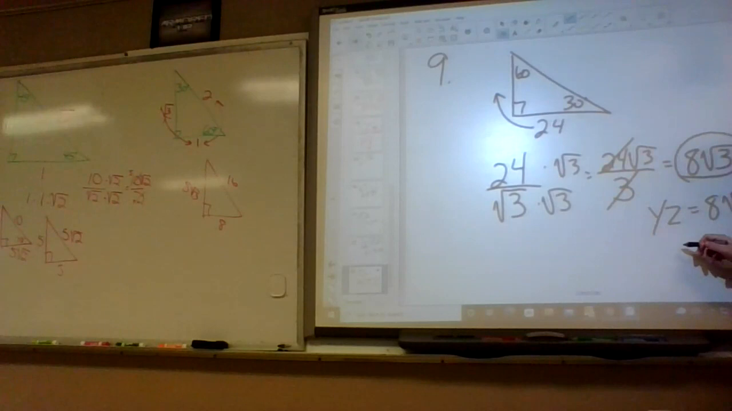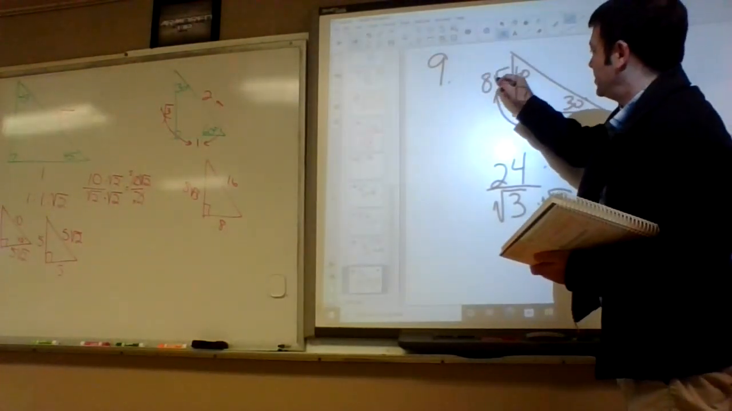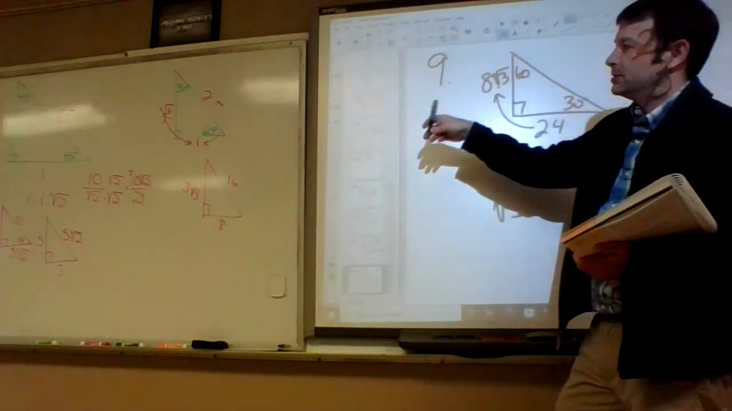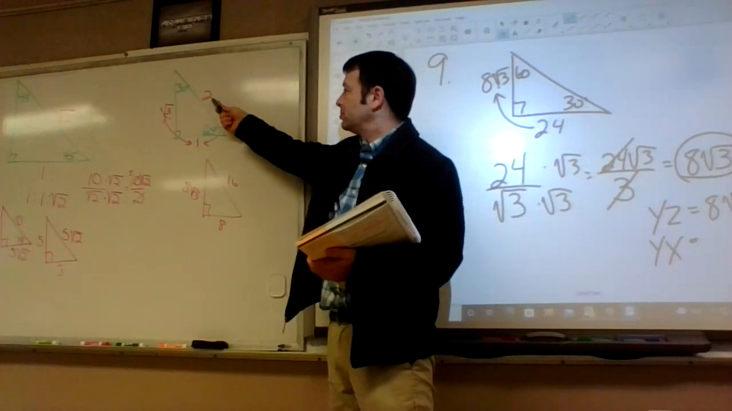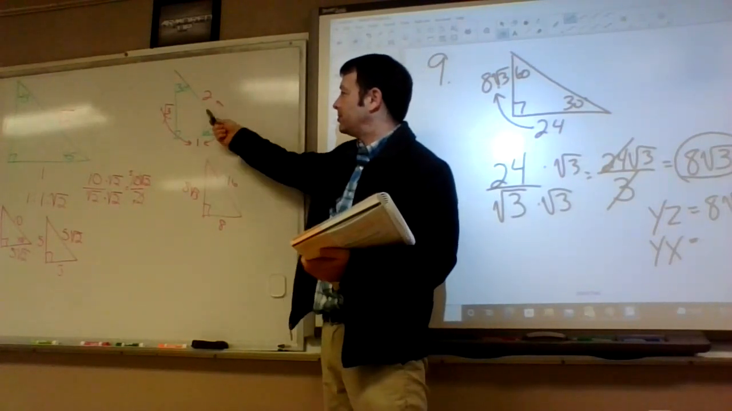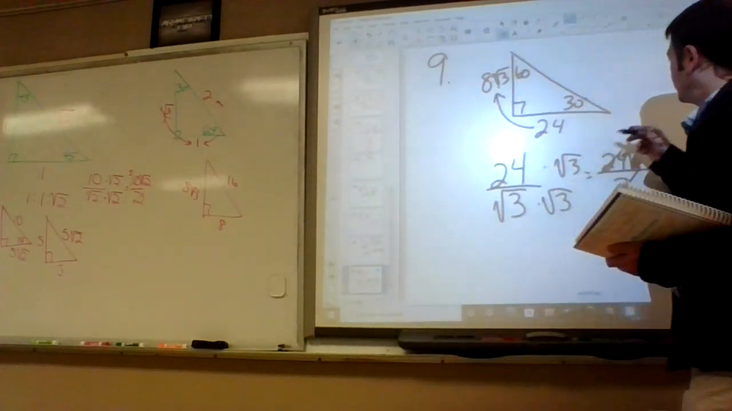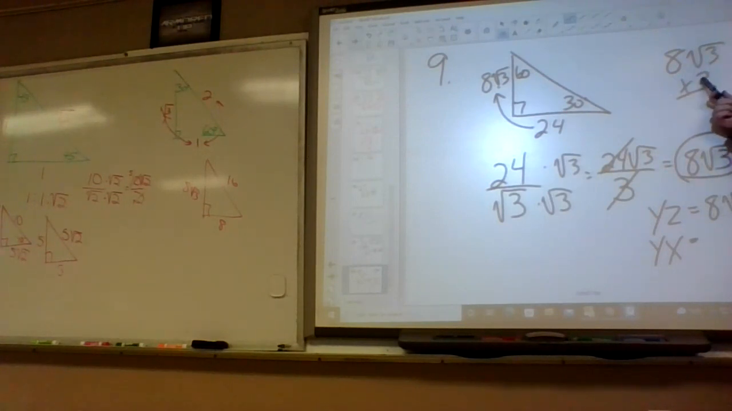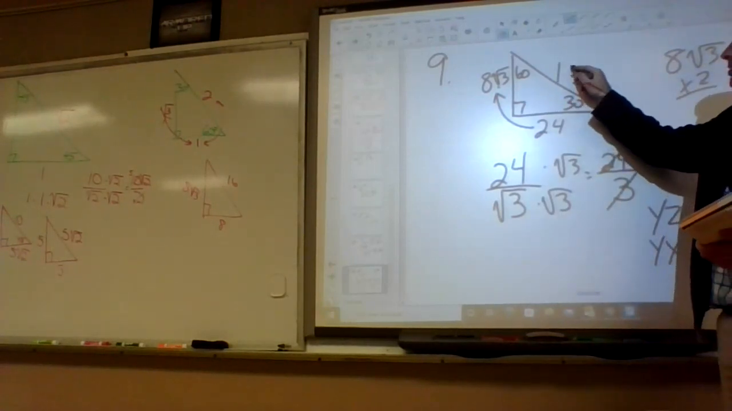We're still looking for YX, the hypotenuse. So if this is 8 square root of 3, how do we go from the short leg to the hypotenuse? Times 2, it doubles it. How do you do 8 square root of 3 times 2? Square root of 3 times 2 doesn't simplify very well, but 8 times 2 does. 8 times 2 is 16, so it's 16 square root of 3.